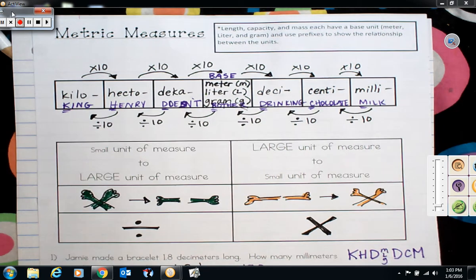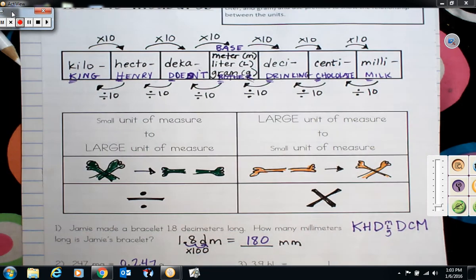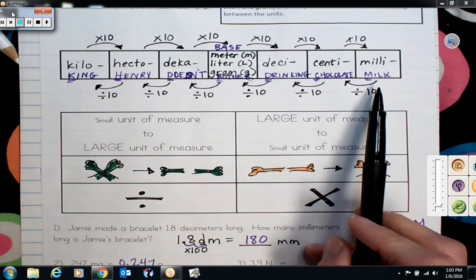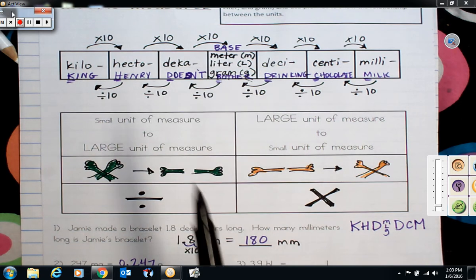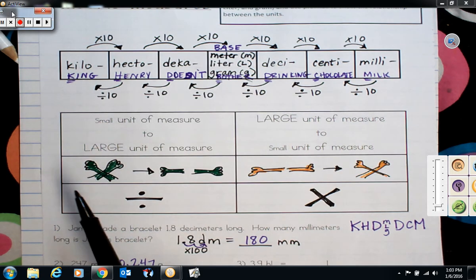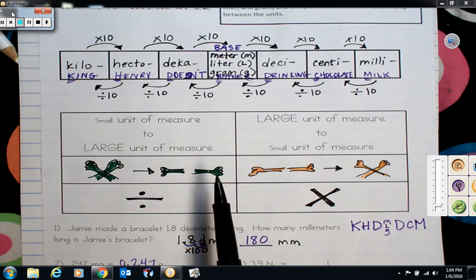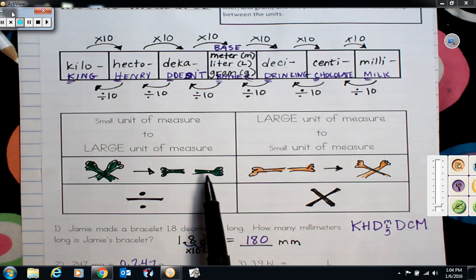All right, so then we have to remember that to go from a small unit of measure to a large unit of measure, for example, a small unit like milliliters to a larger unit like liters, I am going to cross my arms over my chest for the small unit, then open my arms nice and wide for the large unit. That reminds us that we're going to divide, because our arms look like that fraction bar division sign.